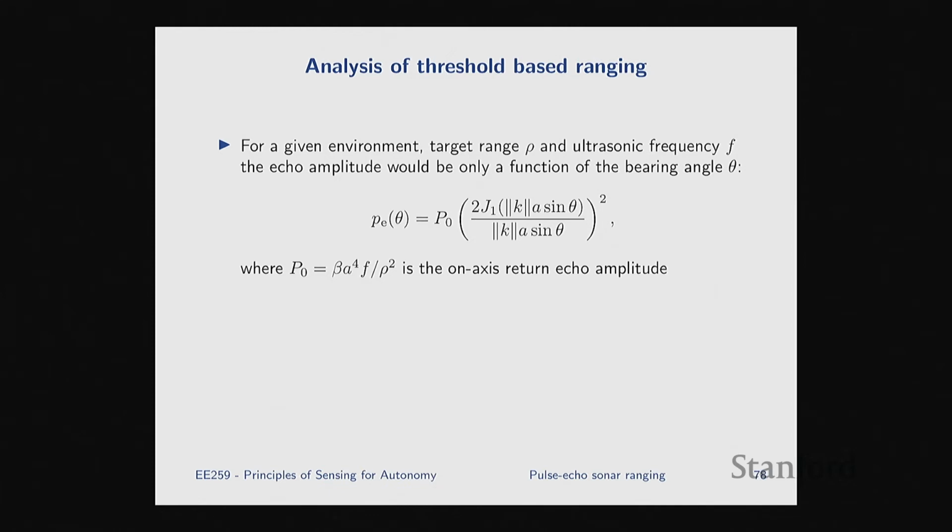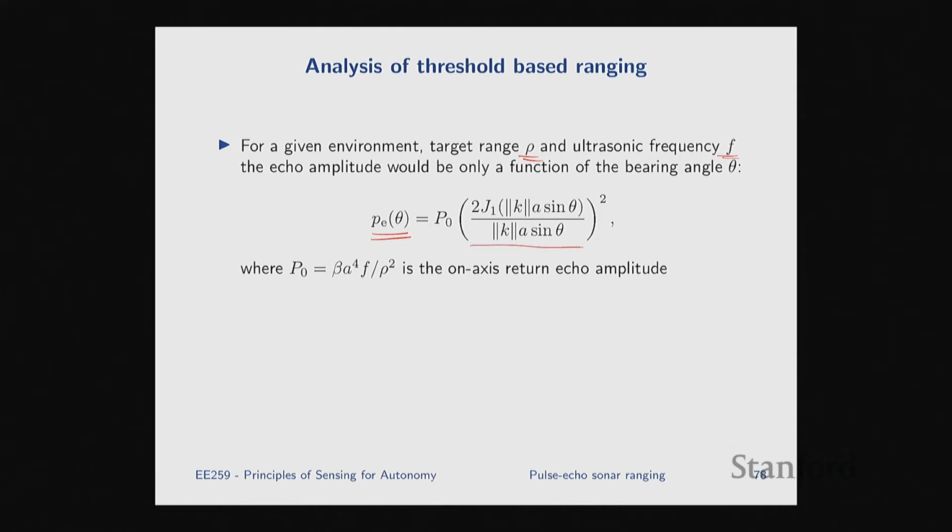Our physics accurate signal model is this expression that we derived for the echo amplitude. I'm going to factor out the range dependency. So let's say we're looking at targets at a fixed range rho. We also fix our frequency and other parameters. We're just going to look as a function of theta, which is the bearing angle to the target. If you just hold your target at a fixed range and just change the angle, how is the error in our ranging going to change as a function of theta?